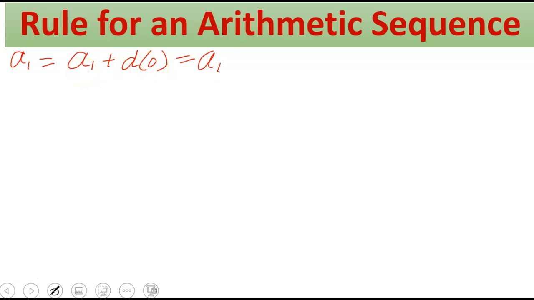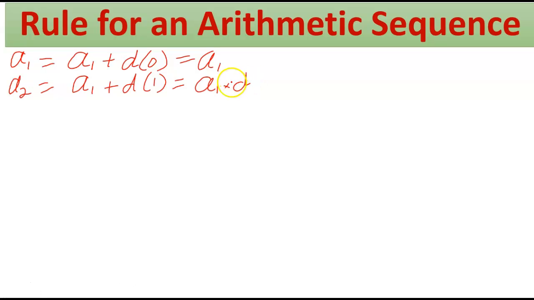So A1 is A1. Now to find A2, the second term, we take A1 and add the common difference once. So d times 1 is 1d. So we have A1 plus 1d. We don't usually write the 1, as in 1d.